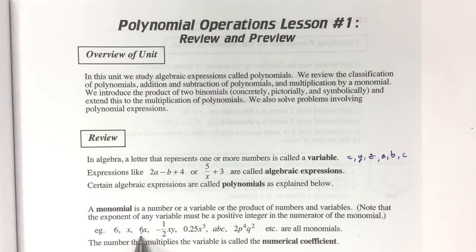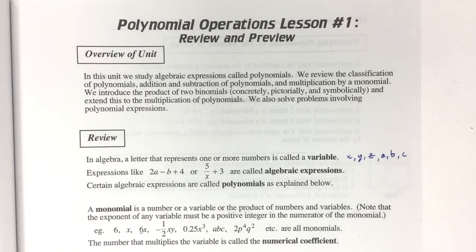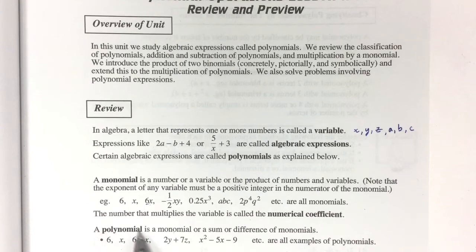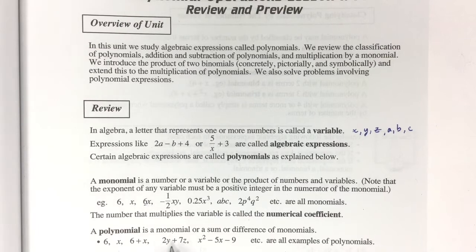So these are examples of monomials where you have one term, and with all of these you don't have a separation with addition or subtraction. Now when we have a polynomial, this is a monomial or a sum or difference of monomials. So a polynomial, 6, even though it's a monomial, it's also a polynomial. But when you have more than one monomial together, 2y and 7z by themselves would be monomials, but together they form a polynomial.